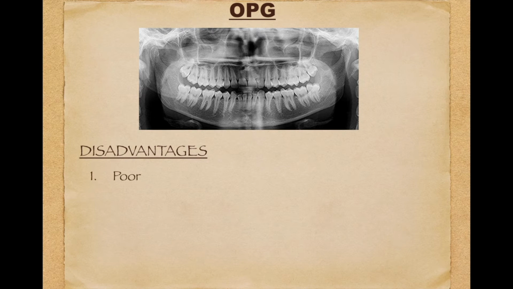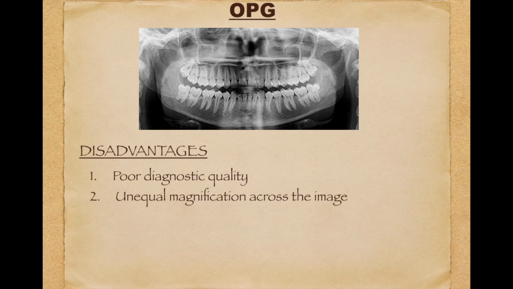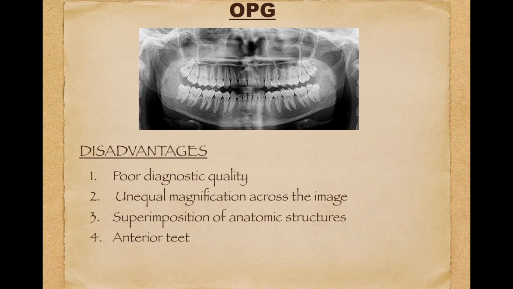Now some disadvantages. It has poor diagnostic quality in comparison to other radiographs. Unequal magnification across the image can make linear measurement unreliable. Sometimes superimposition of anatomic structures can obscure the diagnostic information. Anterior teeth are poorly registered, so sometimes it is impossible to comment on that section. Artifacts are more commonly seen and easily misinterpreted.